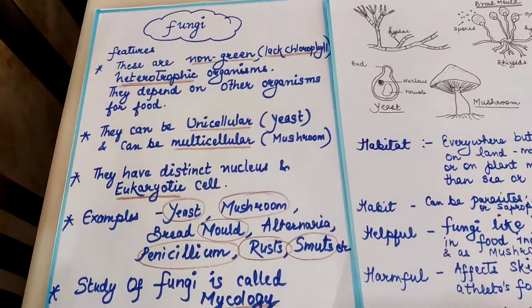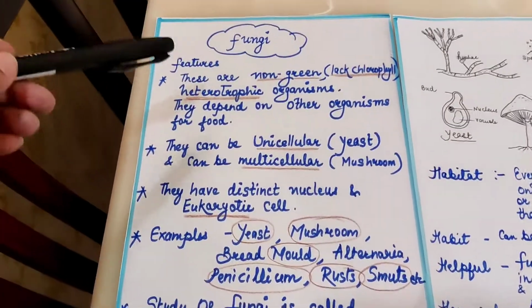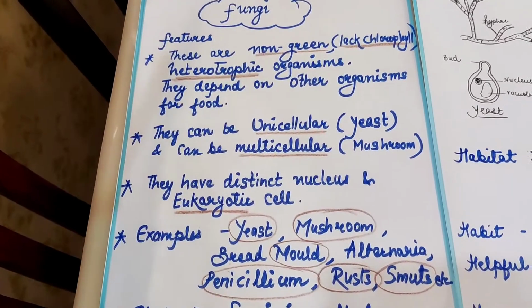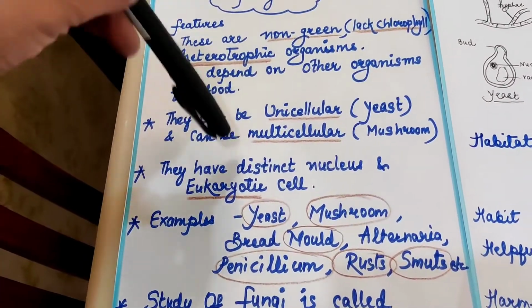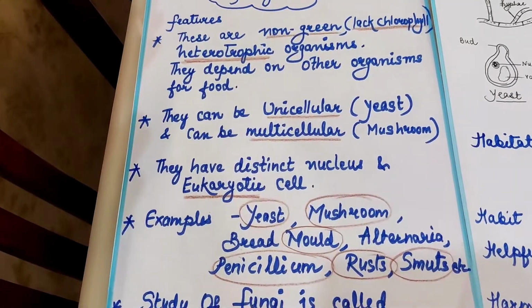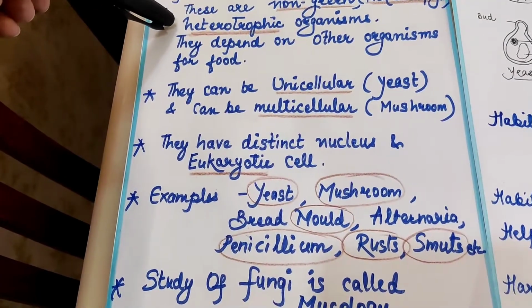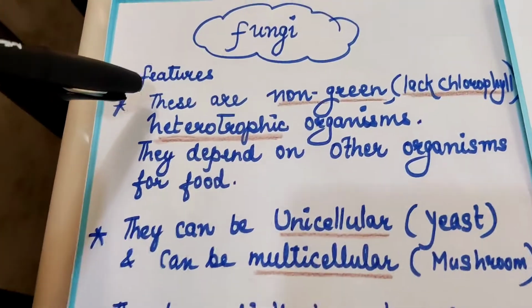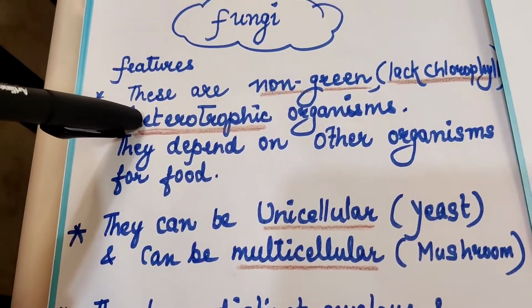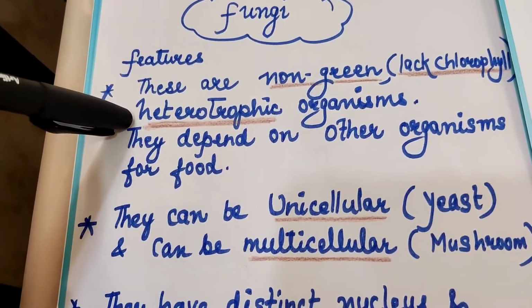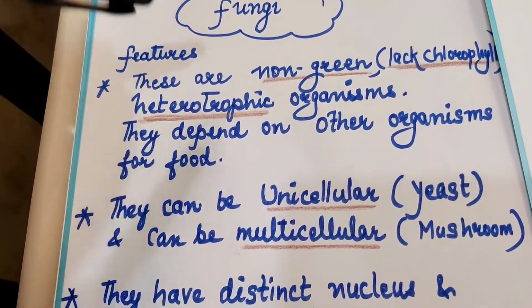So now let's focus on the first aspect, the fungi. Fungi are non-green. That is very important. They lack chlorophyll, so they are not going to show autotrophic nutrition. So what kind of nutrition will they have? They will have a heterotrophic mode of nutrition, where the organism depends upon other organisms for food.